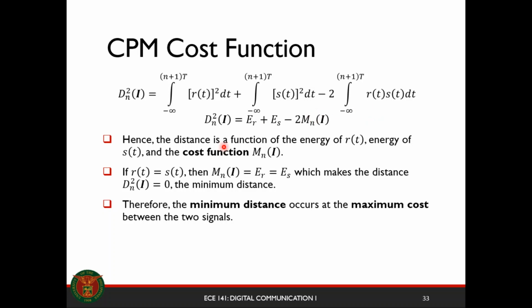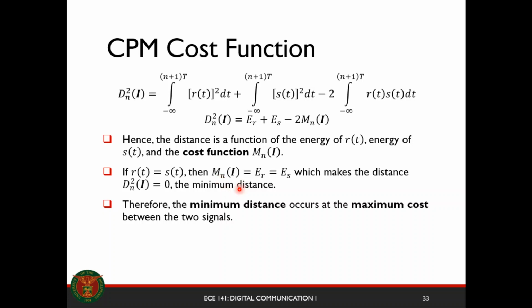If R of t is exactly equal to S of t, that means your energy ER is equal to ES. And this cost function right here will just be equal to that energy. So energy plus energy minus 2 times the same energy is equal to 0. And that is the minimum distance. And this minimum distance occurs when we maximize this cost function between the two signals.